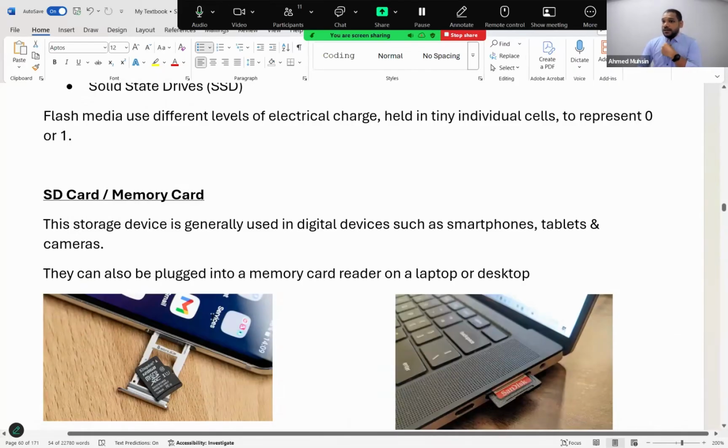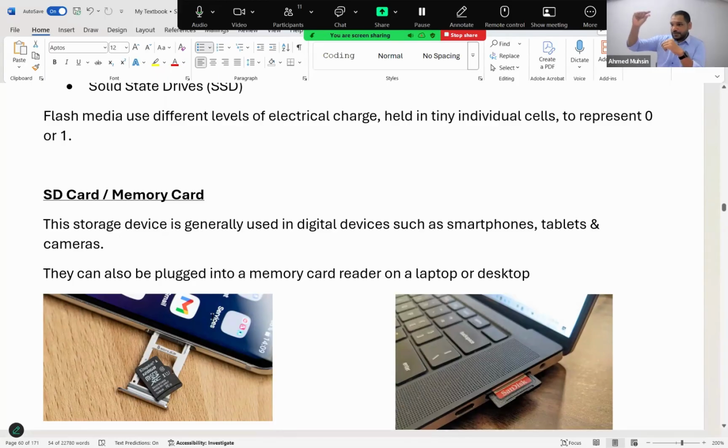So shall we have a look at SD cards, guys? With your fingers, do you all agree that this is the size of an SD card? Literally this size, right? So easy to lose it. It's like a SIM card, isn't it? But its storage capacity is significant, right? It has a huge storage capacity.